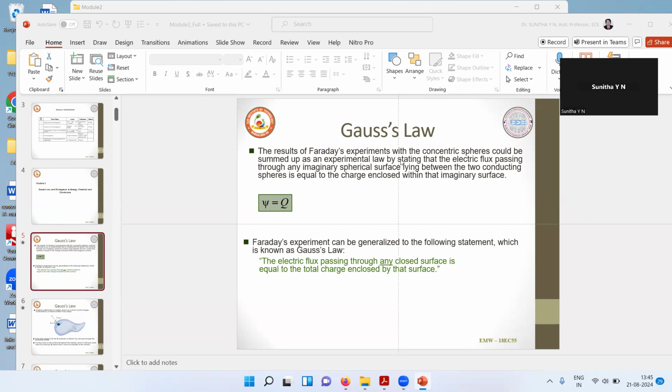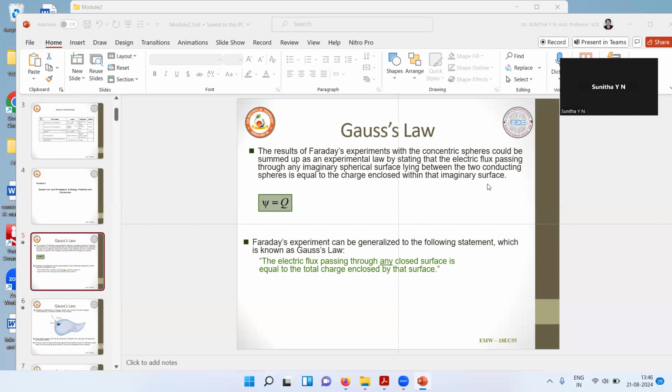The result of Faraday's experiment with the concentric spheres could be summed up as an experimental law by stating that the electric flux passing through any imaginary sphere surface lying between the two conducting spheres is equal to the charge enclosed within that imaginary surface. I repeat here, there are two concentric spheres. Imagine two concentric spheres. Sphere 1 is a conducting sphere, sphere 2 is also a conducting sphere. Between these two concentric spheres, you have to imagine one more sphere.